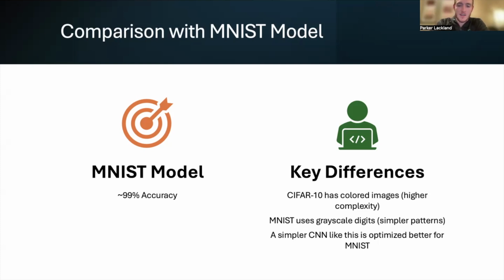Again, the MNIST dataset used only grayscale digits. They weren't images that consisted of a car or a truck or something that would require greater brain power to classify, even by the human eye. So a simpler convolutional network like this would be optimized better for the MNIST data set overall. Two convolutional layers, two max pooling layers, and two fully connected layers would work fairly well for a simple data set like the MNIST data set.